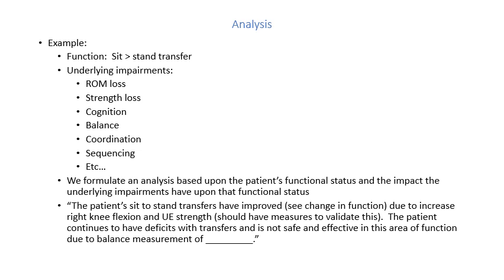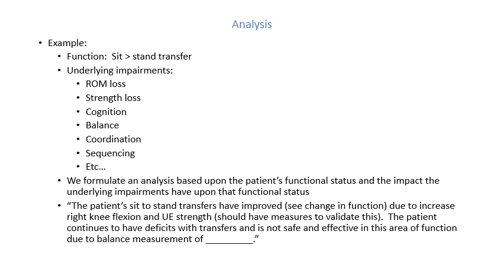So here's an example of an analysis statement. It says the patient's sit-to-stand transfers have improved. And I noted here, see change in functions section. We should have some part of our note that shows objective functional gains, objective underlying impairment gains. It might be in the goals section. But anyway, let's continue. Patient's sit-to-stand transfers have improved due to increased right knee flexion and upper extremity strength. Now, if we're going to say something like that in our analysis, we better have the measures to validate it. A lot of therapists will say stuff like this with nothing to prove it.